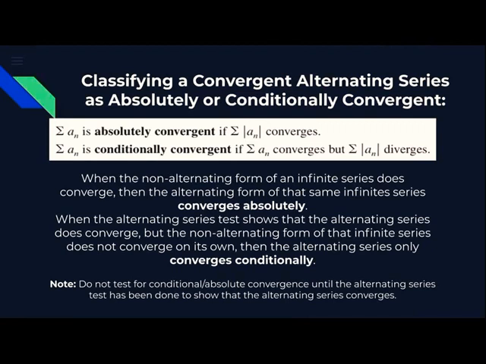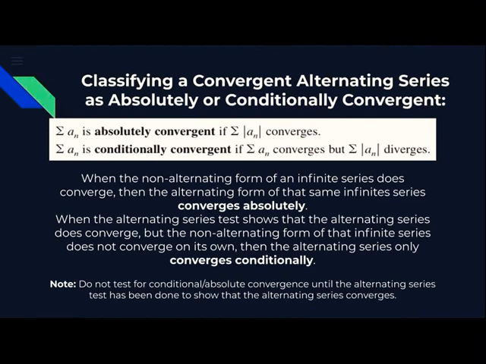But the sum of a sub n is conditionally convergent if the sum of a sub n converges, but the sum of the absolute value of a sub n diverges. So, an alternating series is conditionally convergent if the alternating series converges, but the non-alternating part of that series does not converge. So, when the non-alternating form of an infinite series does converge, then the alternating form of that same series converges absolutely. However, when the alternating series test shows that the alternating series does converge, but the non-alternating form of that infinite series does not converge on its own, then the alternating series converges conditionally.